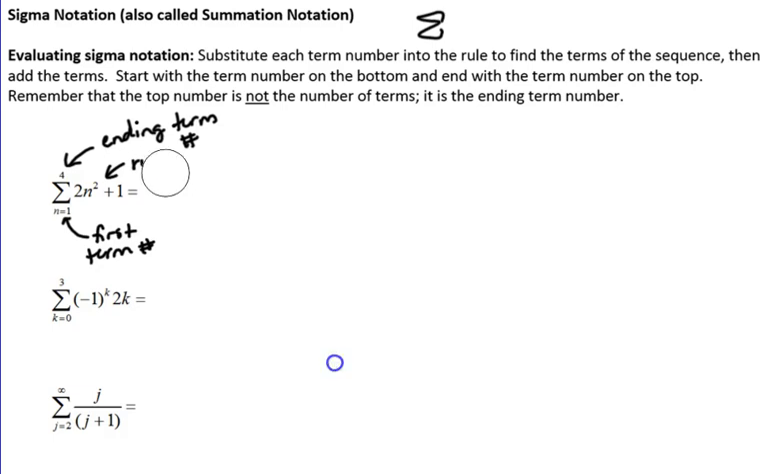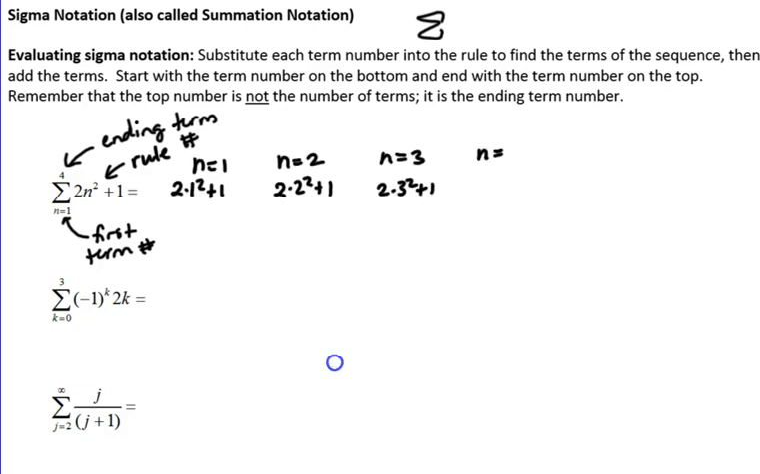And I don't know why I wrote root, that's supposed to be rule. So if you start with n equals 1 and apply the rule, you'd have 2 times 1 squared plus 1. Then when n equals 2, you'd have 2 times 2 squared plus 1. When n equals 3, you have 2 times 3 squared plus 1. And when n equals 4, you have 2 times 4 squared plus 1. And according to the sigma notation, that's where I stop.